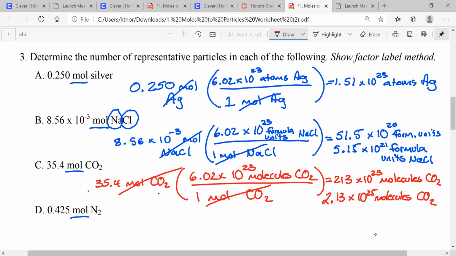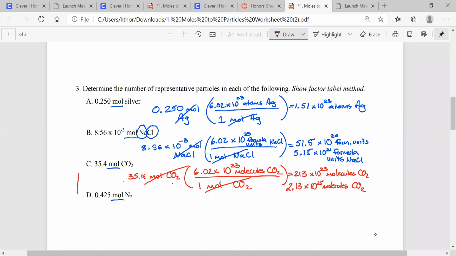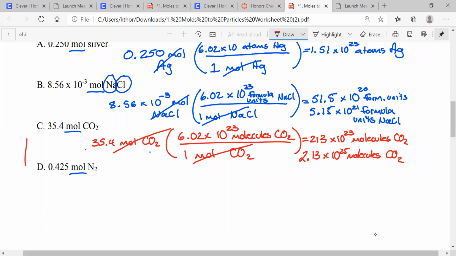And then the last problem, we have 0.425 moles of nitrogen. We have nitrogen bonded with nitrogen, 2 nitrogens together. What type of element is nitrogen, a metal or a nonmetal? Non-metal. So we have a nonmetal and a nonmetal making N2. Is N2 going to be a molecule or a formula unit? Molecule. You got it. It's going to be a molecule.